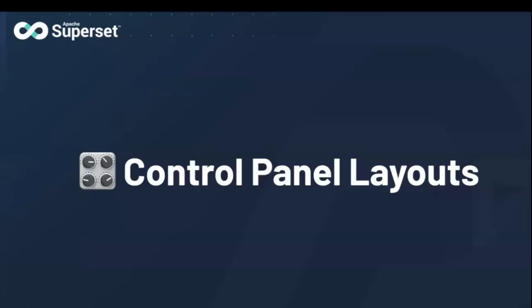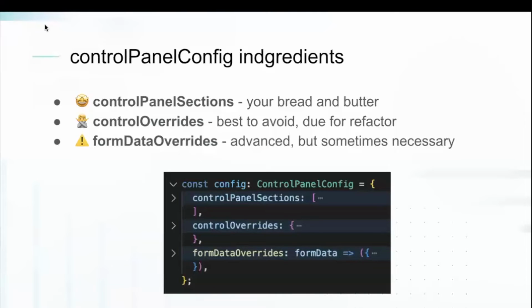So let's get into the layout. How do you fit these things together to build an actual control panel? Every plugin has a control panel file, and that control panel file has a control panel config, which consists of 3 sections. The first one is the most important one that we're really going to dig into a bit. It's the control panel sections, and this is the actual layout of these controls in rows and columns.